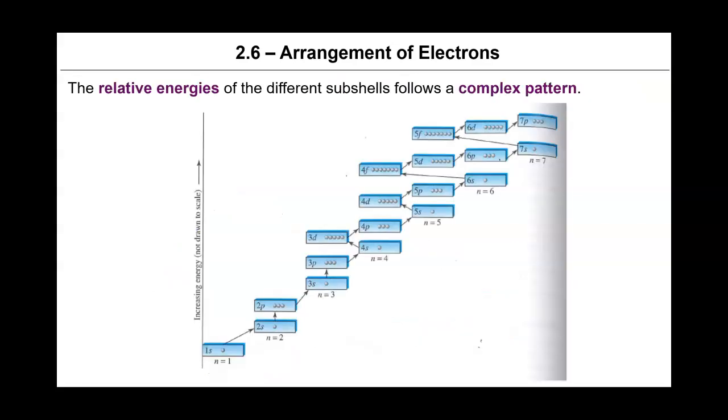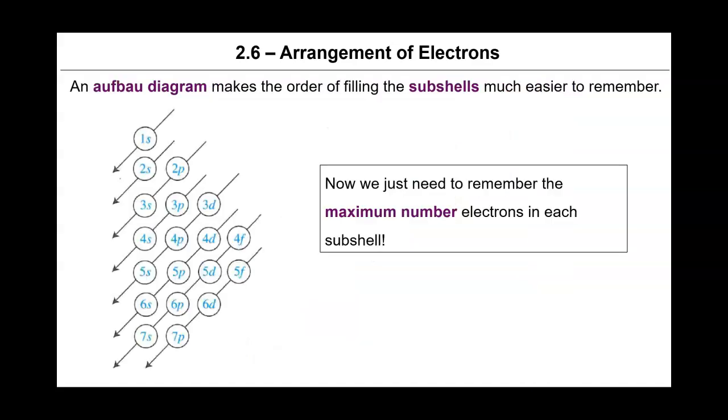Okay, so if we're going to list out all of the subshells in order of increasing energy, we see that it follows a really complicated pattern, and it's going to be difficult to remember this order. So what we're going to do instead is use this thing called an Aufbau diagram that makes the order of filling the subshells much easier to remember.